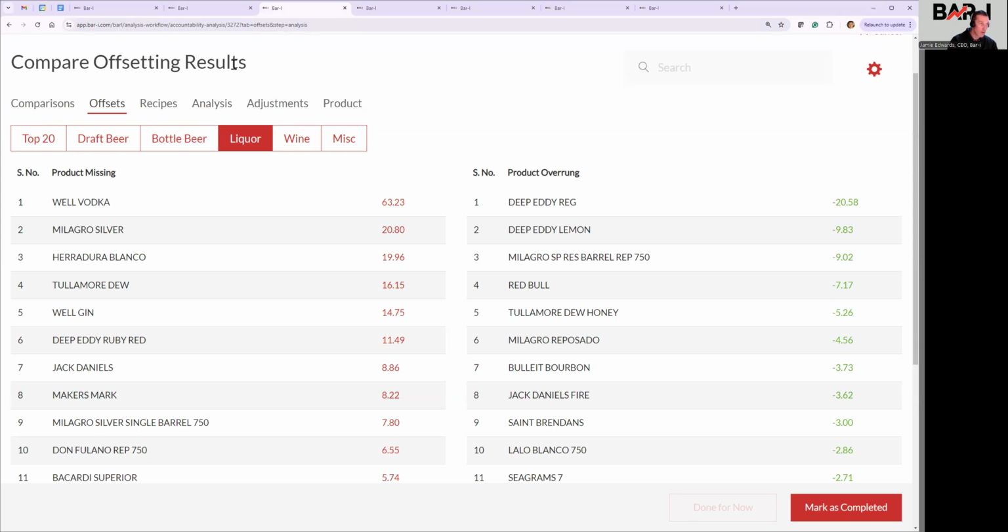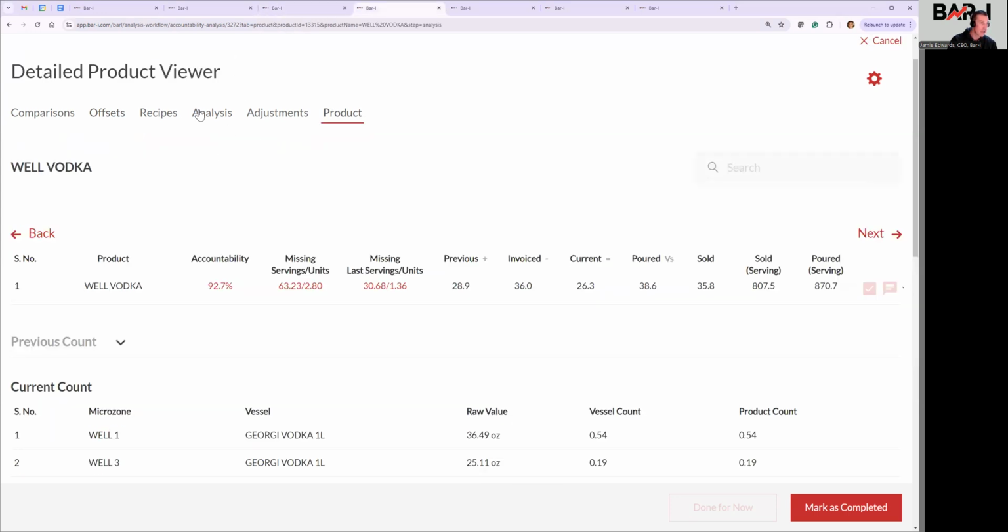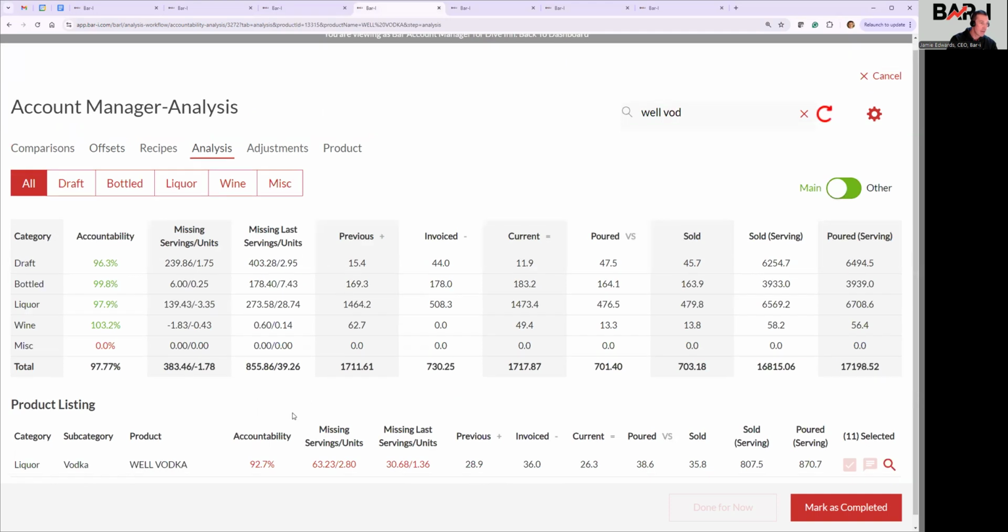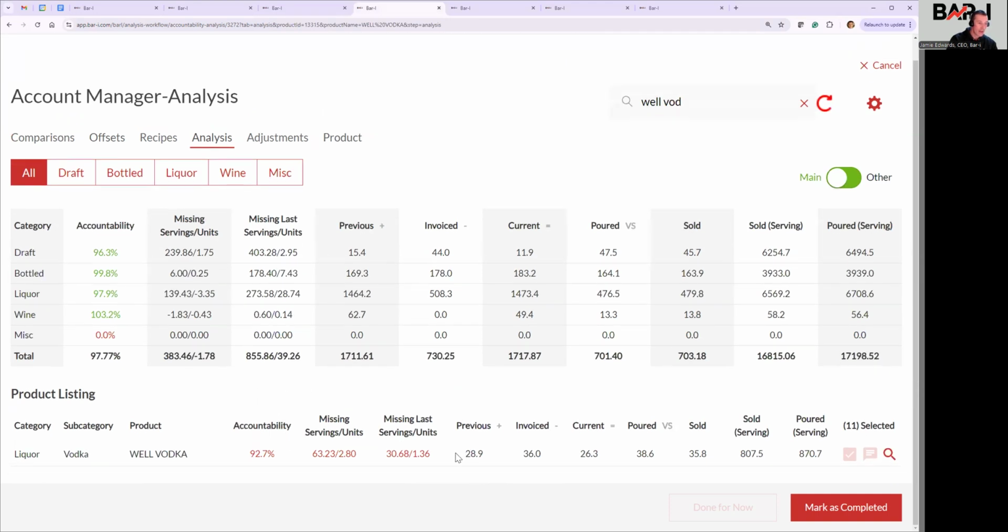So we take Well Vodka, we can see we're missing 63 servings. Here is the detailed breakdown. So they started with 28 bottles, had purchased 36, today had 26. Do the math, means they poured 36 versus, poured 38, having sold 35.